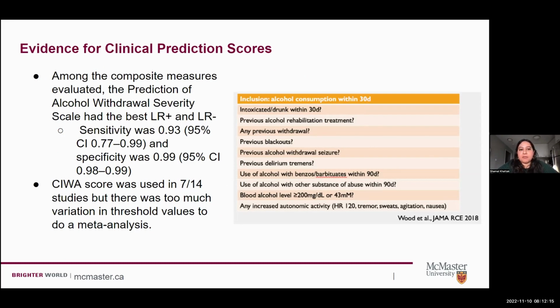They actually found that among the composite measures, there was this prediction of alcohol withdrawal severity scale, or PAWS, a scale that had the best positive and negative likelihood ratio and relatively good sensitivity and specificity. I did include the score here on the side that you can see. It includes objective measures of increased autonomic activity, including heart rate, tremor, sweats, agitation, nausea. And it includes things like previous delirium tremens, previous alcohol withdrawal seizures, which were individually found to have positive predictive value in terms of predicting severe withdrawal. And there are certain parts of the score that are less dependent on discussions with the patients or subjective measures.